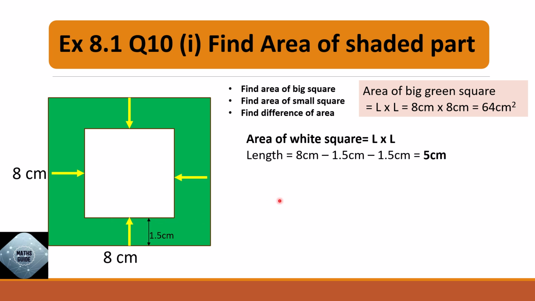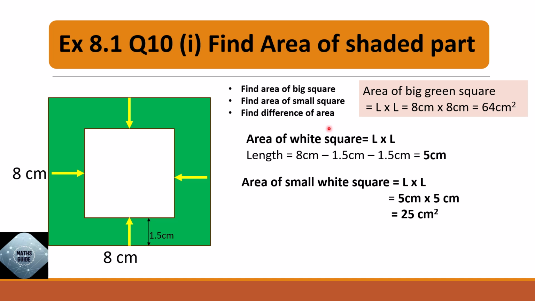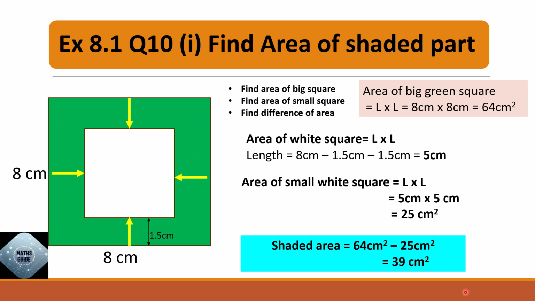Now we can easily find out its area. The area of this small white square is 25 centimeter square. Now the last step, we will find the difference of both areas, area of the big green square and area of the white square, to get the area of this shaded portion only. So the difference is 39 centimeter square. It means the green portion area is 39 centimeter square.